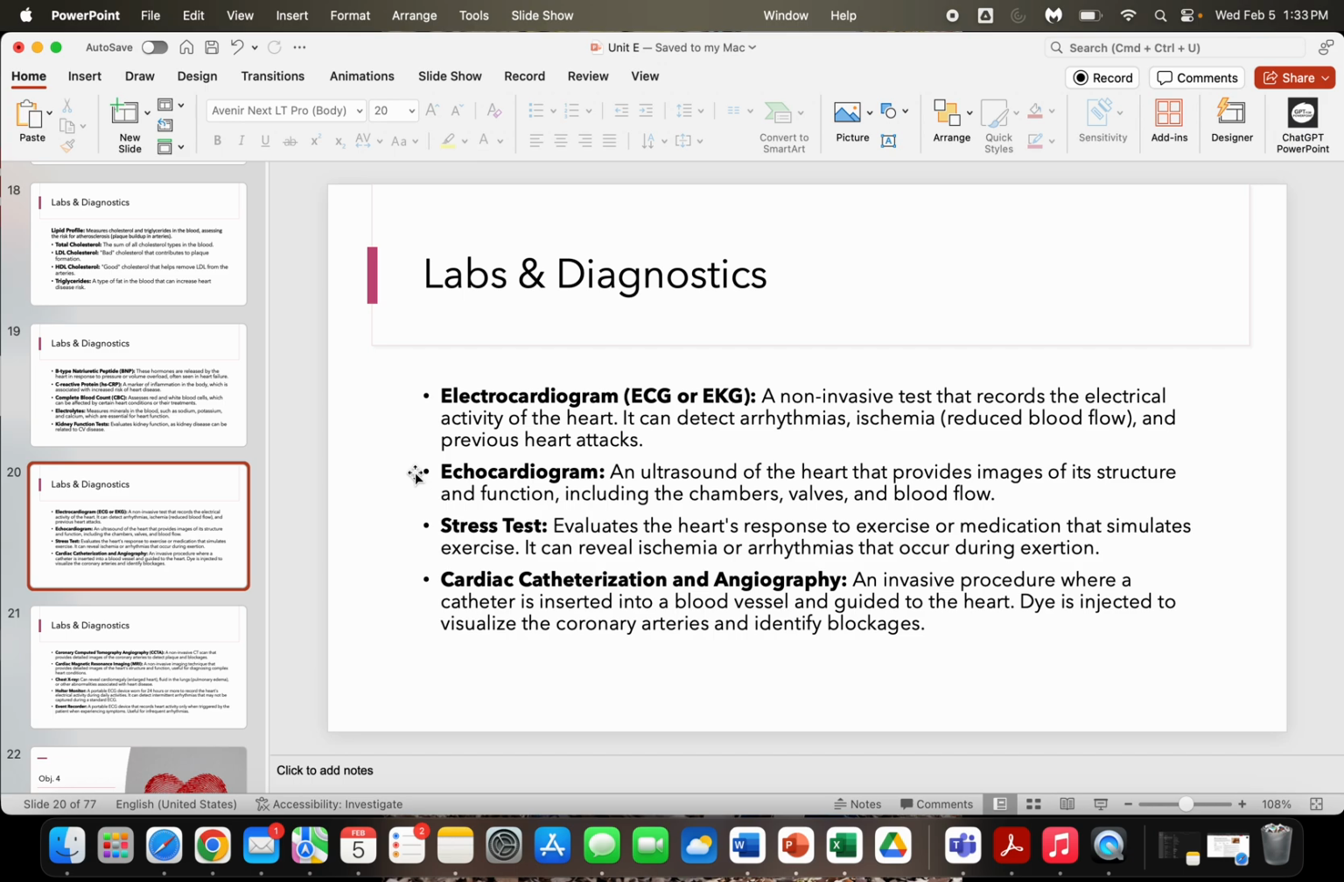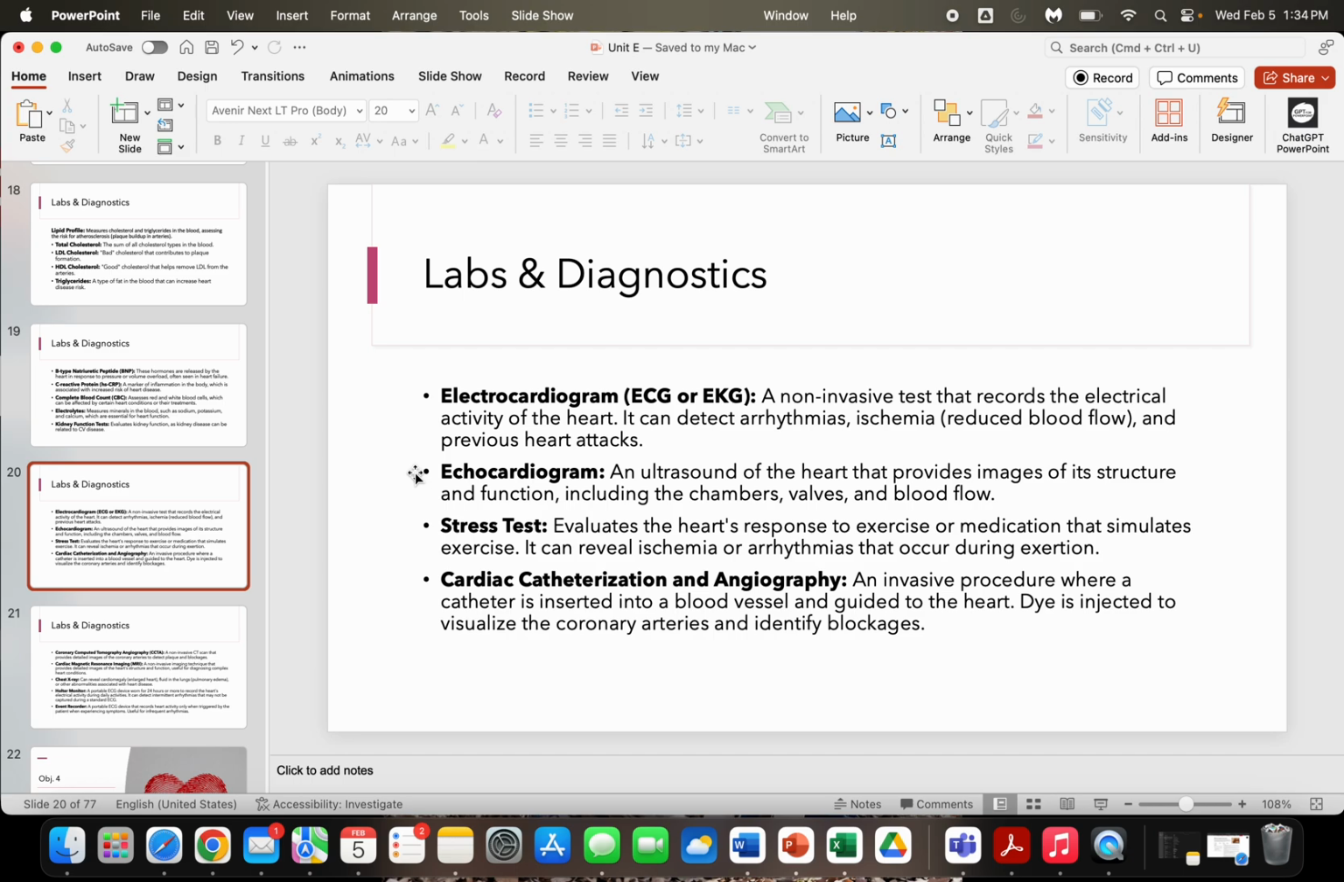Echocardiograms are an ultrasound of the heart that shows us blood flow through the heart and how well the heart is actually functioning. A lot of times this will tell us the total overall function of the heart too. So echoes are very important and a very important diagnostic piece in cardiovascular nursing.